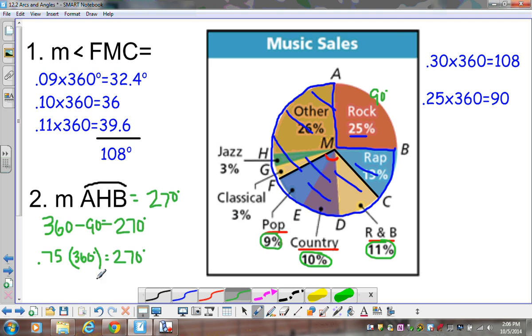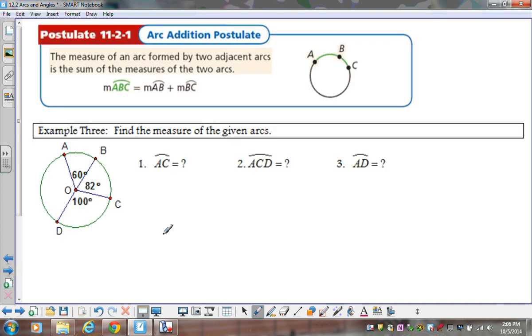All right, so we've got one more example to look at, and then we will be done with section 12.2. The next one we're going to look at is just looking for more arc measures. Now we're going to talk about the arc addition postulate. Don't worry about knowing that it's postulate 11-2-1. I just want you to make sure you understand the material behind this particular postulate. What it's saying is if I want to find the measure of a larger arc, I can take two individual arcs and add them together.